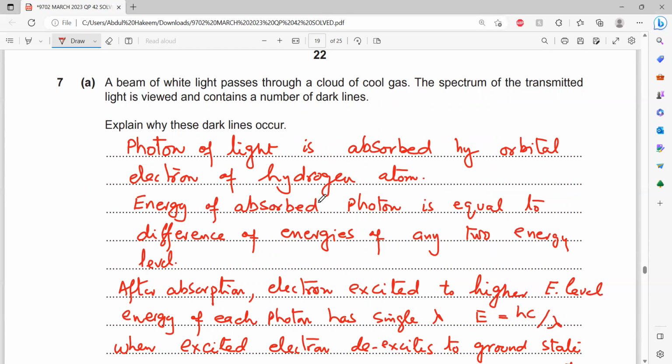Energy of the absorbed photon is equal to the difference of energies of any two energy levels. I mean, the energy of the incident photon, which is absorbed by the hydrogen, is exactly equal to the difference of energies of two energy levels. That's why all energy levels and all photons in the universe are discrete in their values.